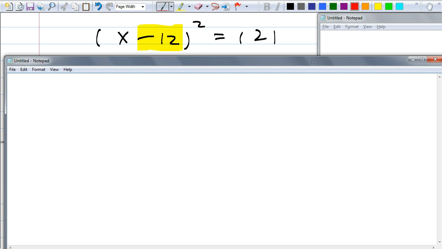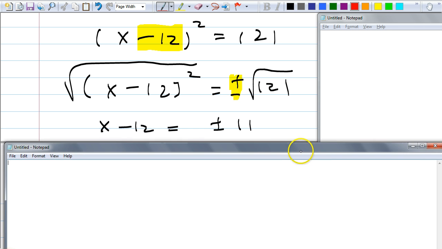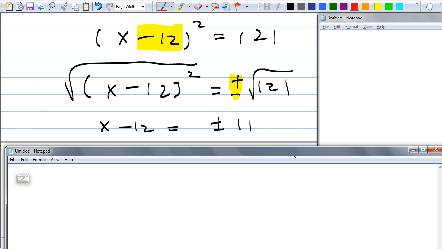You square root both sides. How many people square root both sides? And remember to put plus or minus. Good. Because if you don't, you're not going to get two solutions like before. By the way, look at 121. Isn't that a perfect square? Yeah. What is that perfect square of? 11. Okay. So I get x minus 12 equals plus or minus 11.